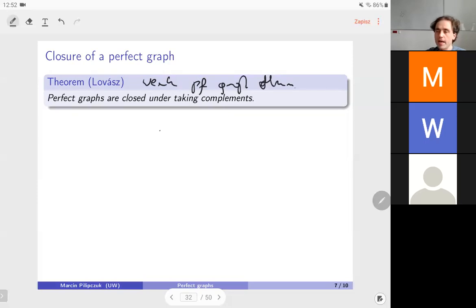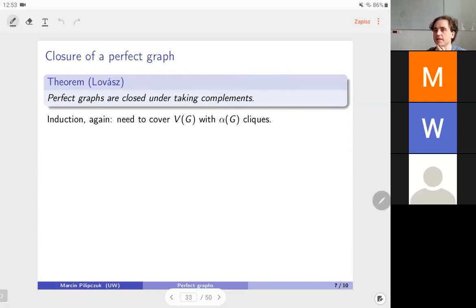And so what do we really want to prove? Well, we have got a perfect graph, and now we want to take its complement and prove that it's perfect. Again, we can use induction over the number of vertices of the graph. So we prove that a single vertex graph, its complement, is also a single vertex graph. It's trivially perfect.